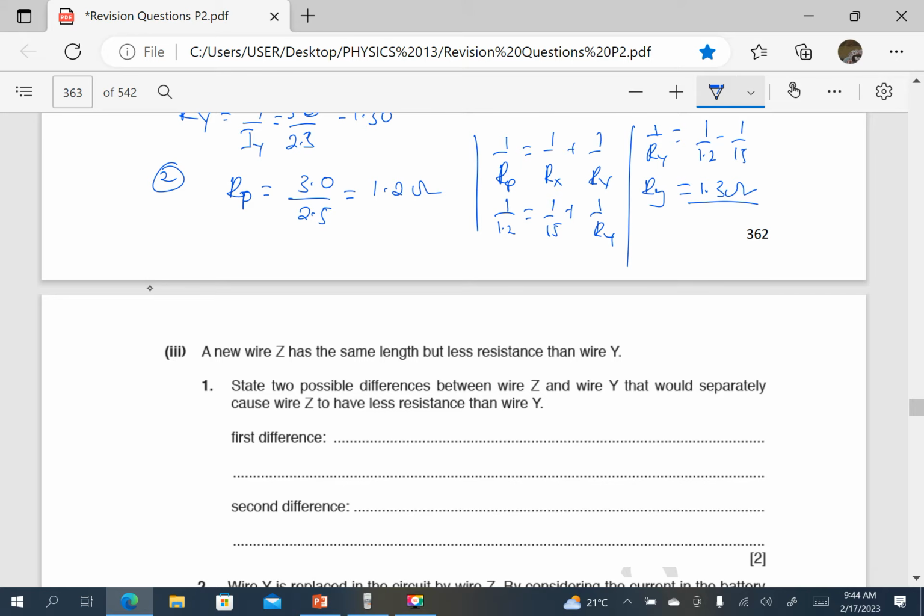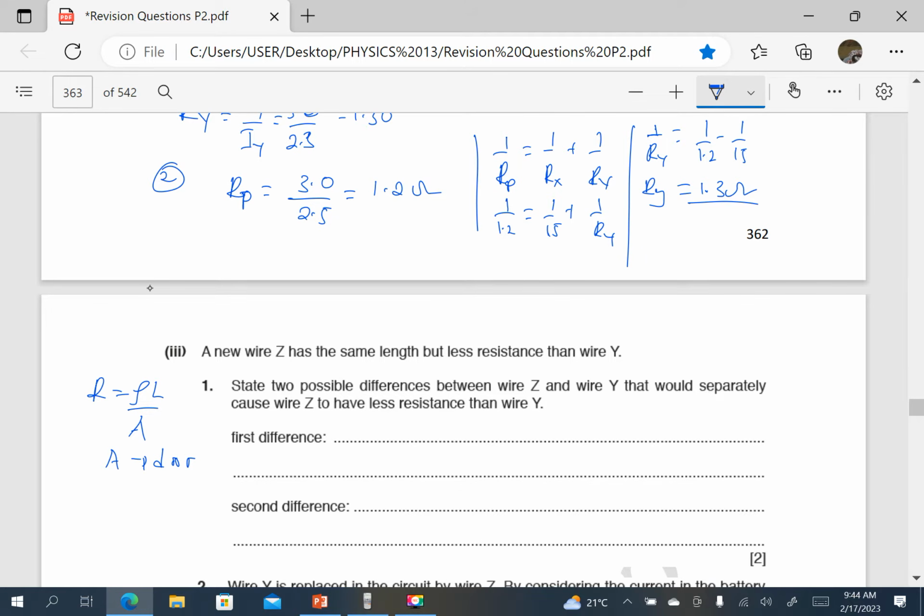A new wire Z has the same length but less resistance than wire Y. State two possible differences between wire Z and wire Y that would separately cause wire Z to have less resistance than wire Y. First difference, they say the new wire has the same length but less resistance than wire Y. Resistance of a wire is dependent on resistivity, L over cross-sectional area, where the cross-sectional area is determined by the diameter or the radius.